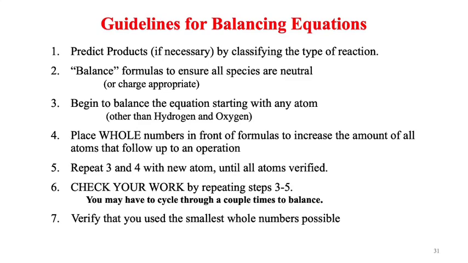Okay? The last thing, which if you've done everything nicely and beautifully, is verify you have the smallest whole number possible. So you kind of don't have to do that. If you've done everything right, you shouldn't have to verify that. But the verify should be pretty simple. Okay? Because what you'd be doing is looking at your coefficients. Okay? If I got 2, 1, 3, 6. Is that the smallest number I could possibly do all the way through?